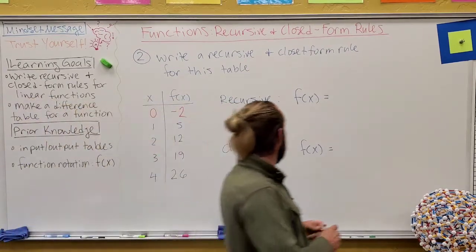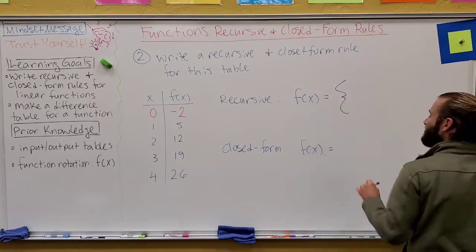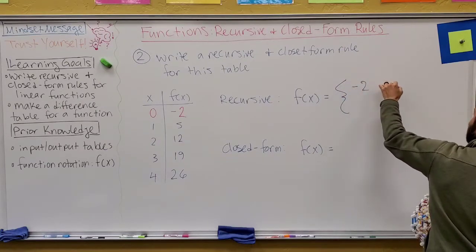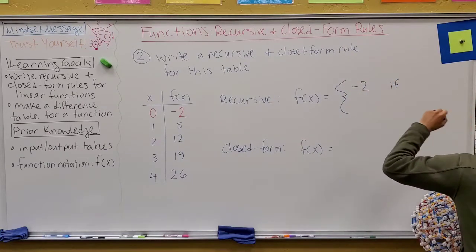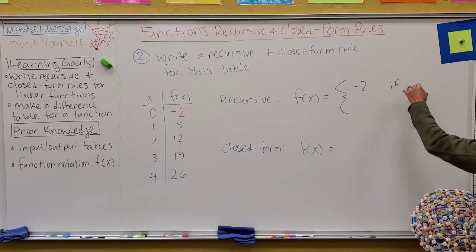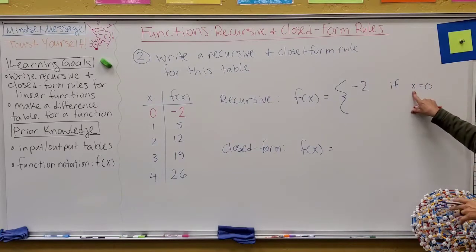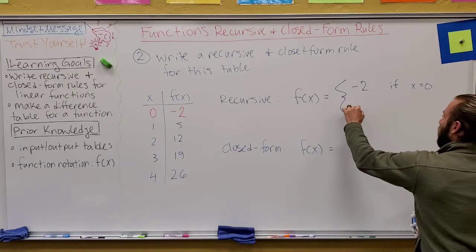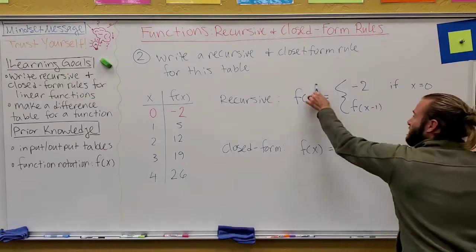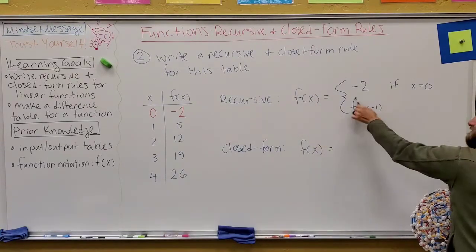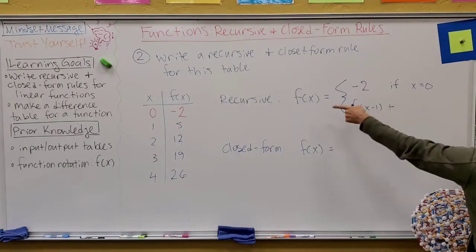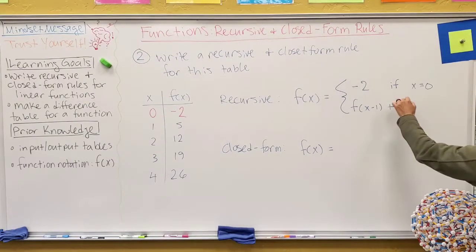Okay. Let's check our answers. Remember, a recursive rule always is set up the same way. We always say what's our starting output. So in this case, it's -2. And then we're just going to say if x equals 0, because I'm using x as my input in this case, right? And remember, it's always going to contain in this first thing the previous output. So this represents an output itself, and that means f of x minus 1 represents the previous output. So what am I adding to a previous output to get the next output? In this case, 7.